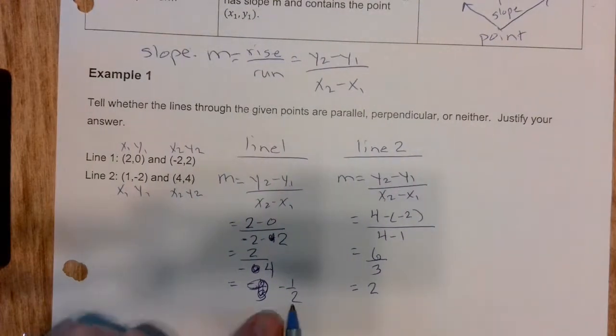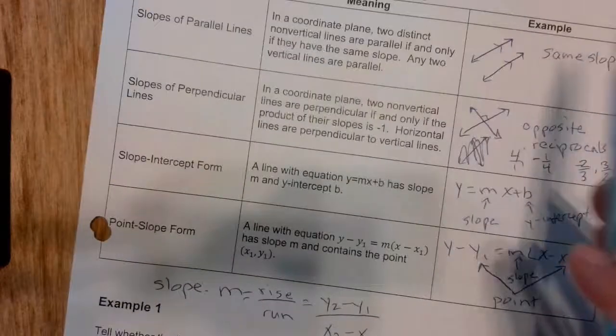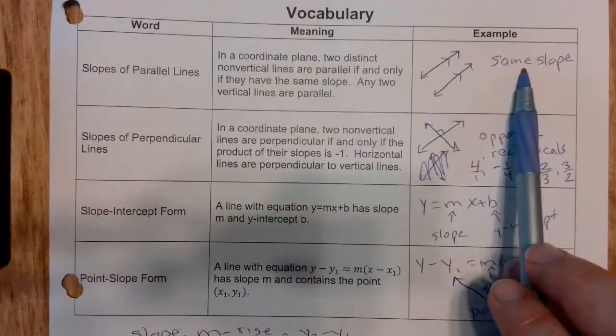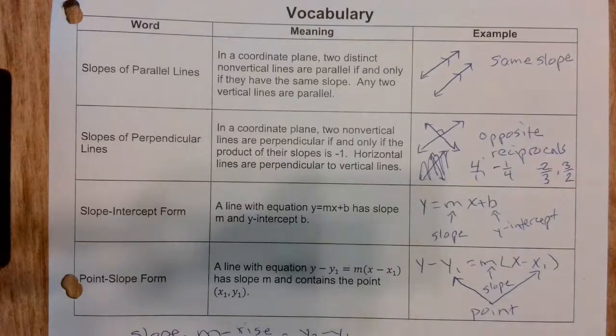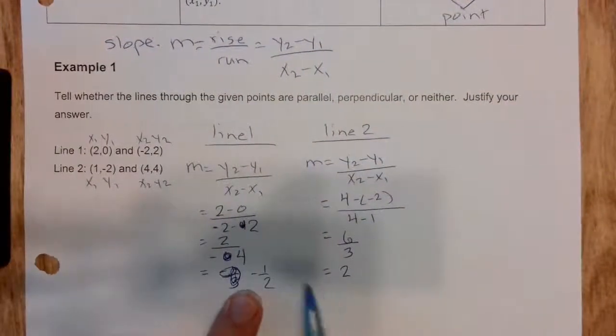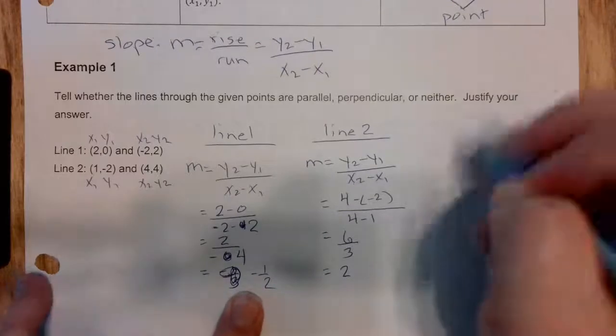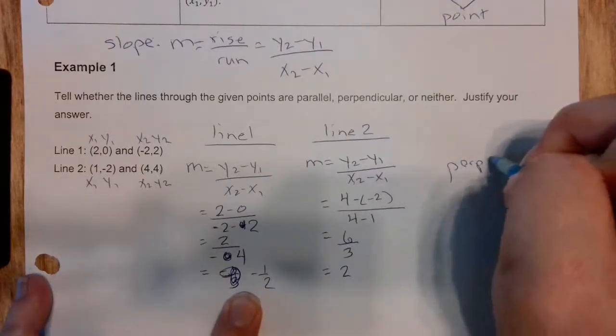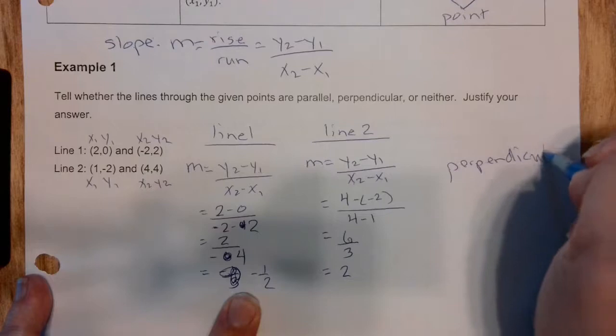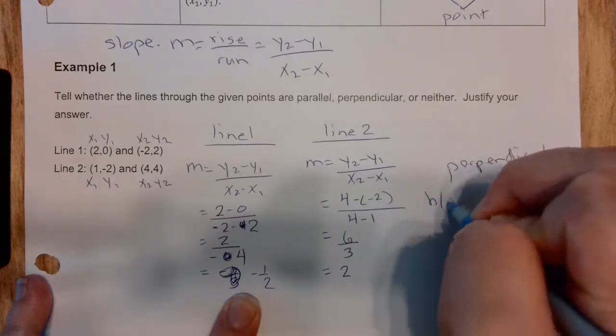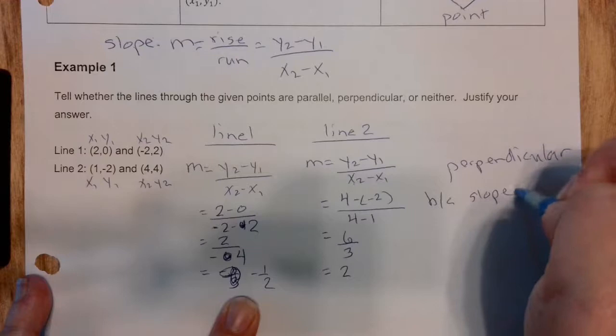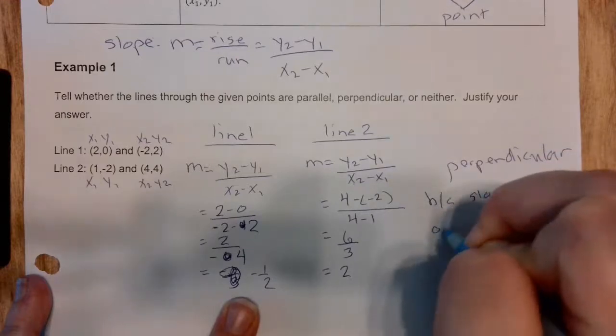So look at these numbers, negative 1/2 and 2. Are they the same number? Exactly the same? No. One's positive, one's negative, one's a fraction, one's not. They're not the same number. Are they opposite reciprocals? One's positive, one's negative, and they are flipped. These lines are perpendicular because the slopes are opposite reciprocals.